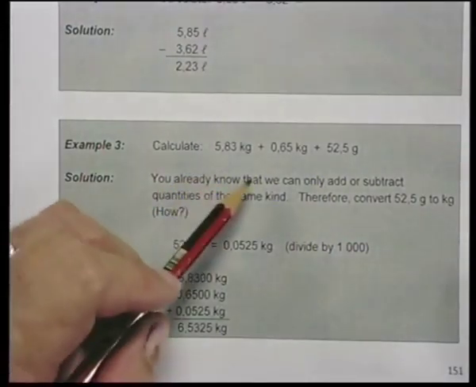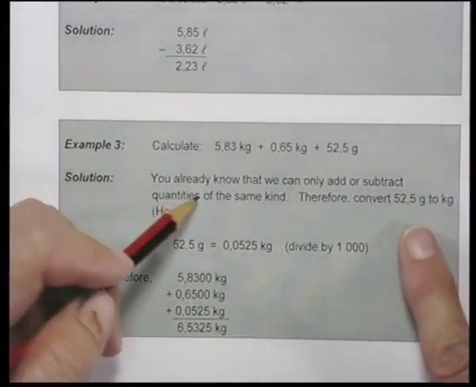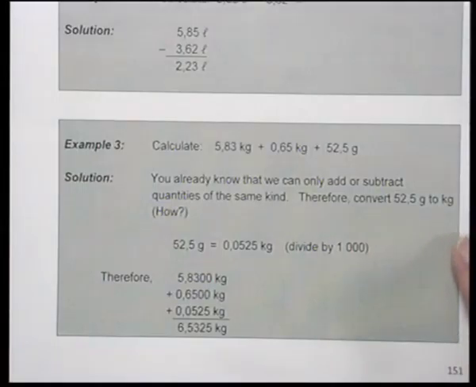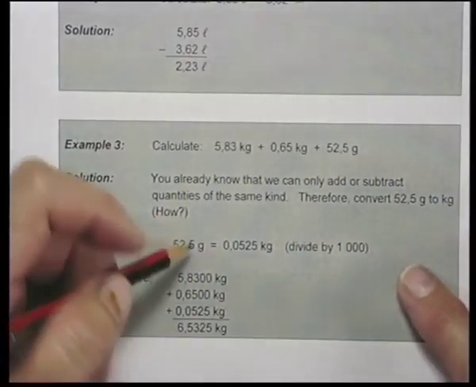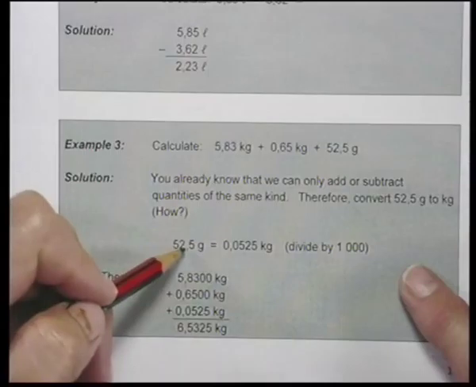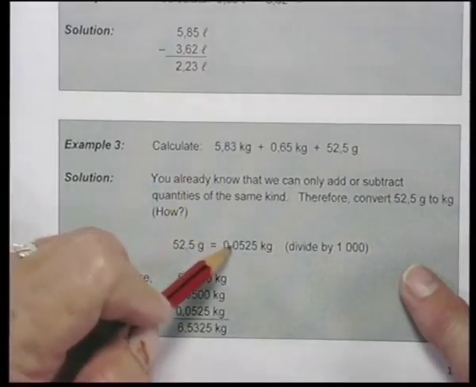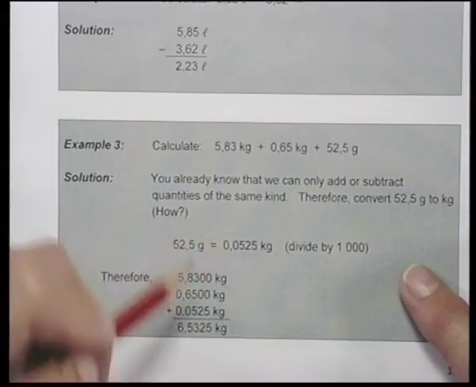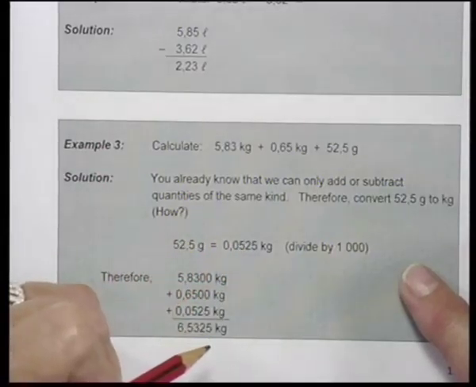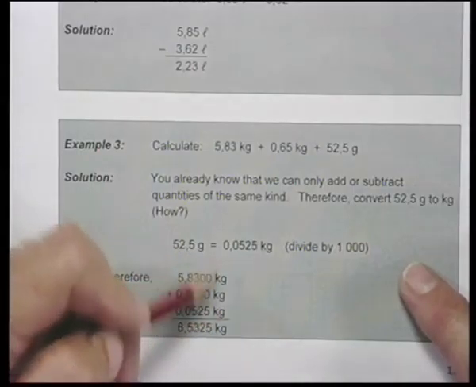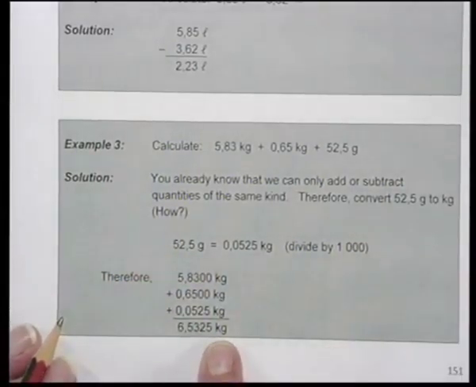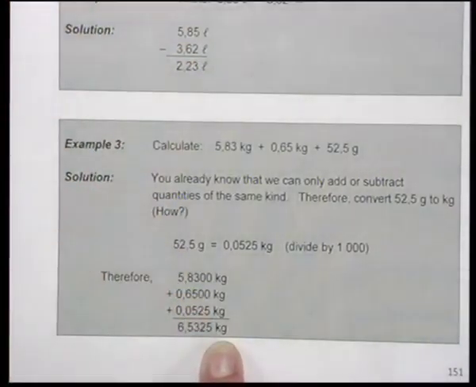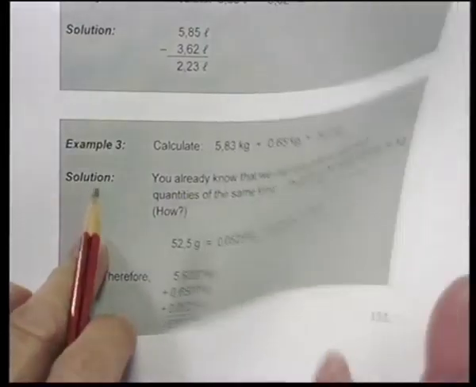You already know that we can only add or subtract quantities of the same kind. Therefore, 2,5 grams, we must make it into kilograms. First of all, we divide by 1,000. So if the comma was after the 2, it moves 1, 2, 3 places back when we divide by 1,000. And now we have everything in kilograms. Your answer must always have the unit, meters or liters or kilograms as well, and not only the number.